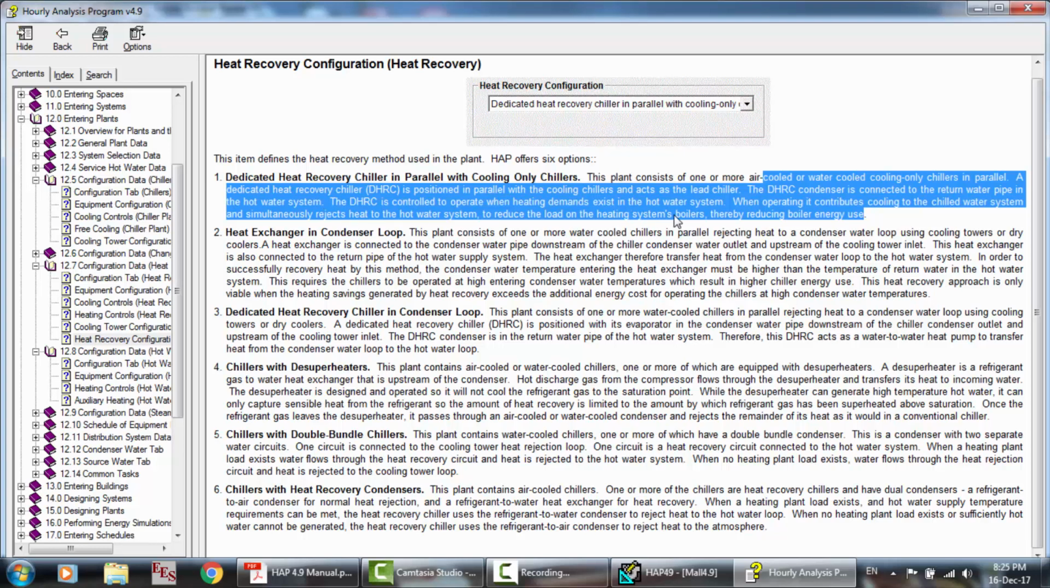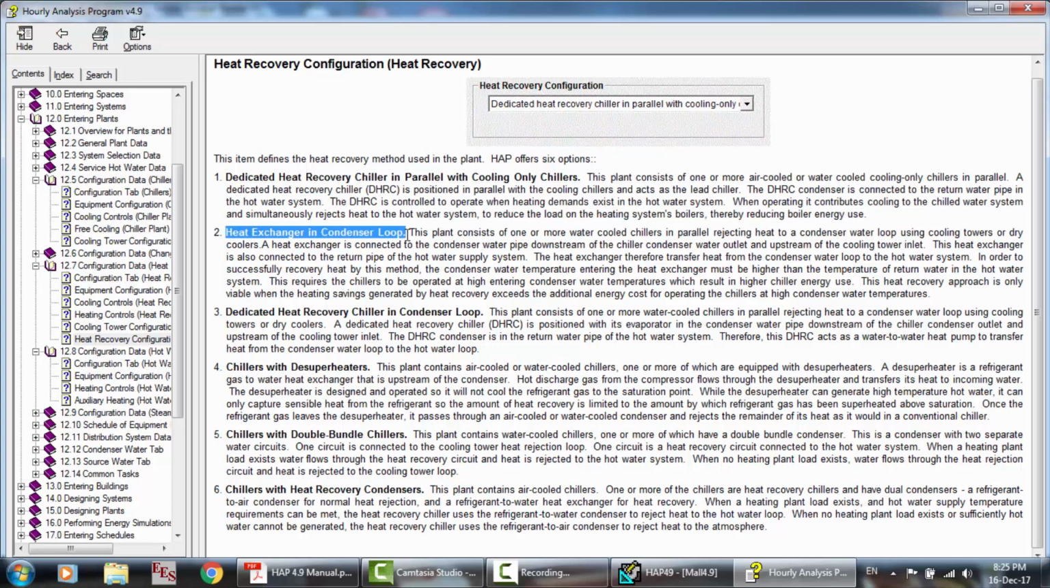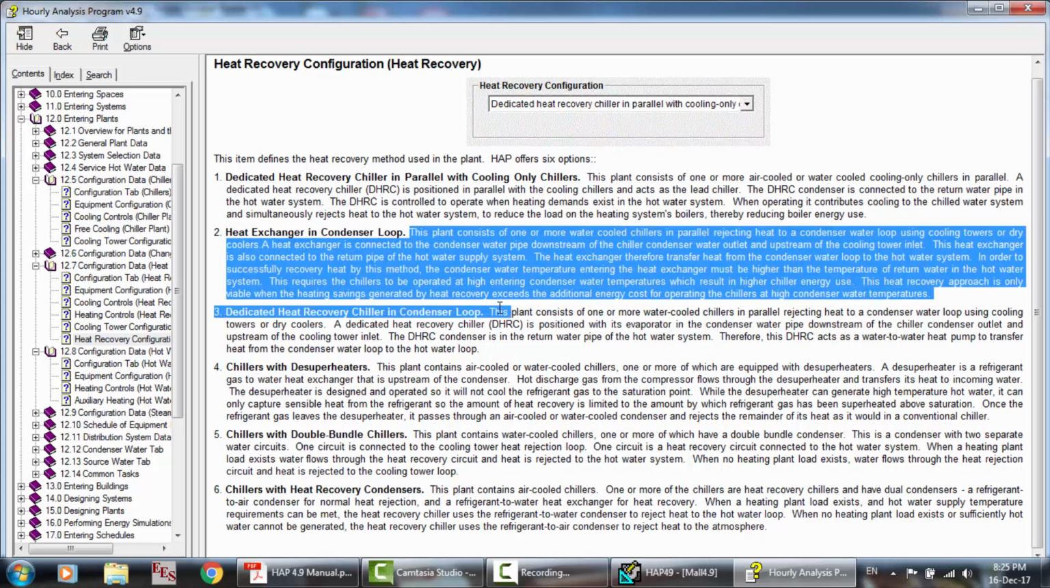When operating, it contributes cooling to the chilled water system and simultaneously rejects heat to the hot water system to reduce the load on the heating system's boilers, thereby reducing boiler energy use. Heat exchanger in condenser loop. This plant consists of one or more water-cooled chillers in parallel injecting heat to a condenser water loop using cooling towers or dry coolers. Heat exchanger is connected to the condenser water pipe downstream of the chiller condenser water outlet and upstream of the cooling tower inlet.